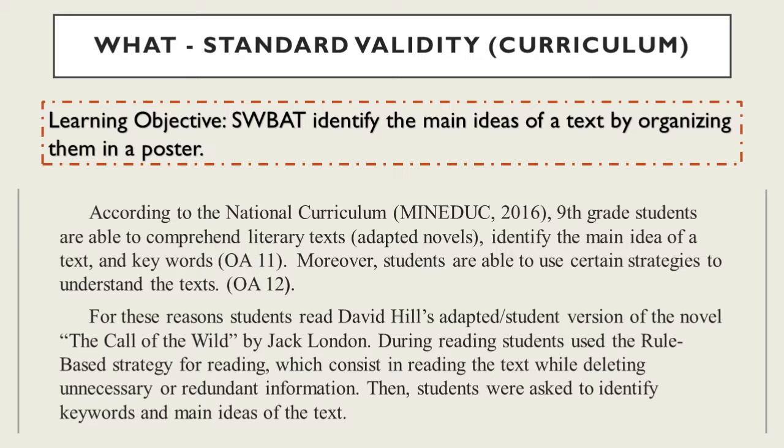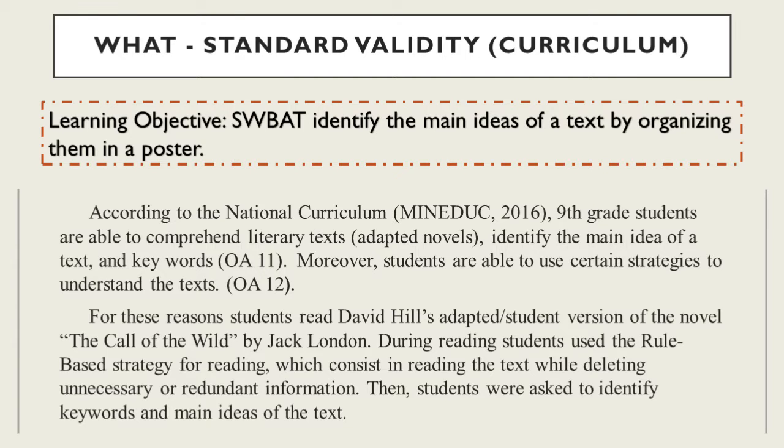For these reasons, students were asked in the class to read an adapted version of the novel The Call of the Wild. Also, while reading, students used the rule-based strategy, which consists in reading the text while deleting unnecessary or redundant information. Then, students were asked to identify keywords and main ideas of a text. So, what was done in the class was related to what the curriculum proposes that 9th graders are able to do.